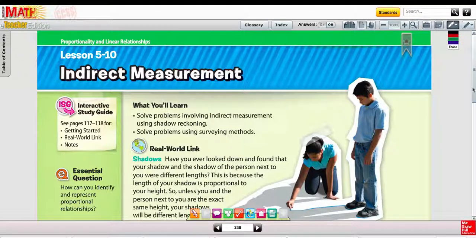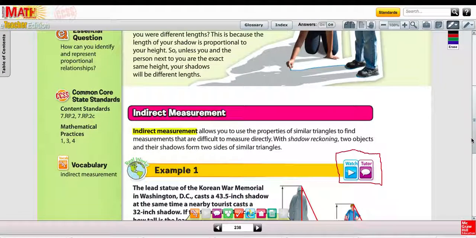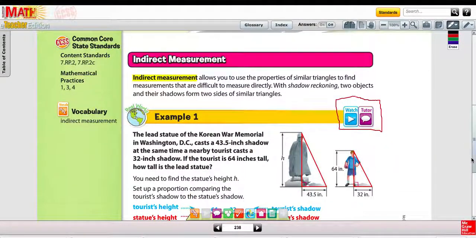On page 238, you have the definition of indirect measurement, which is a strategy that allows you to use the property of similar triangles to find the measurements that are difficult to measure directly. And with shadow reckoning, two objects and their shadows form two sides of similar triangles.